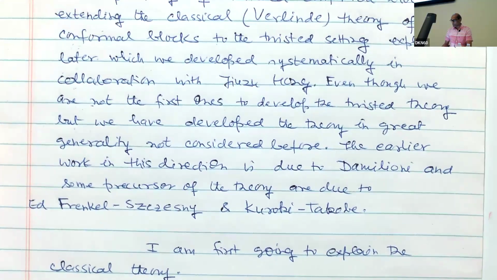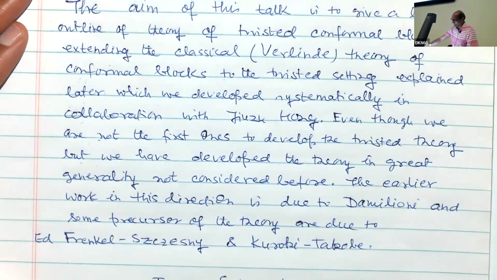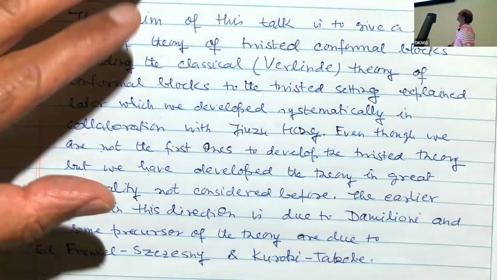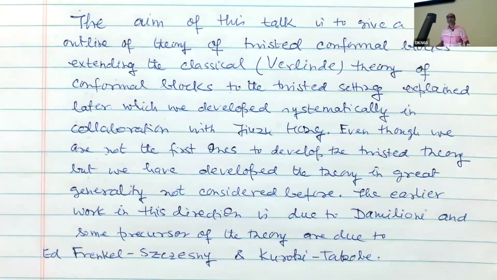Okay, so with this, this is page 0 of my talk. Can you read it? It's a little down. Is it okay now? Yes. So the aim of this talk is to give a brief outline of the theory of twisted conformal blocks, extending the classical Verlinde theory of conformal blocks to the twisted setting, which I will explain later on.